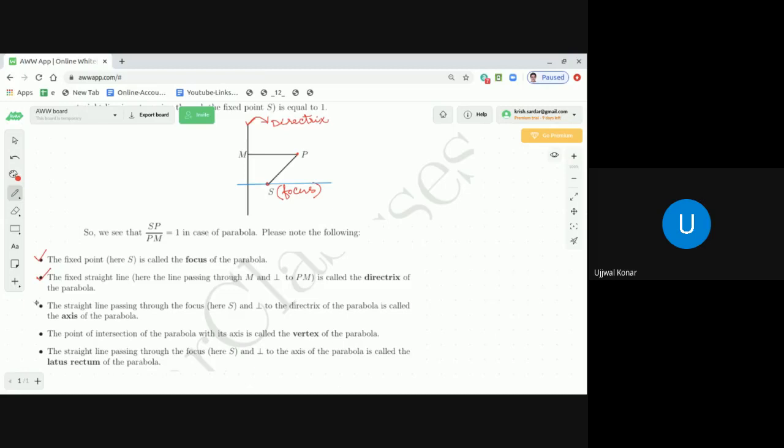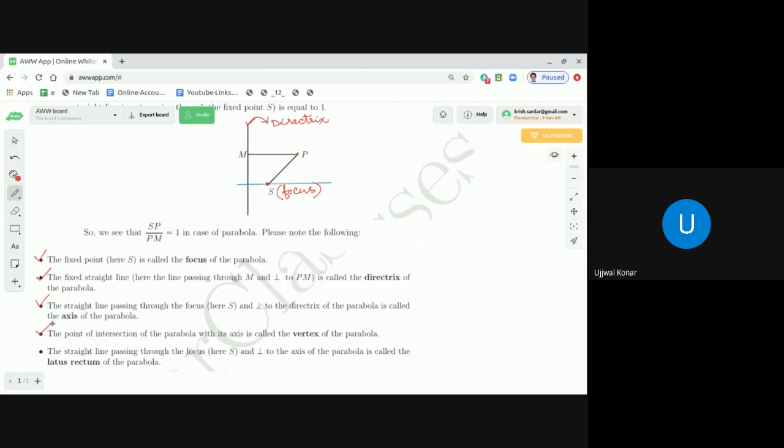The third point, the point of intersection of the parabola with the axis is called the vertex of the parabola. I repeat, the point of intersection of the parabola with its axis is called the vertex of the parabola. We will see when we draw the curve of the parabola. This particular point we will see later.